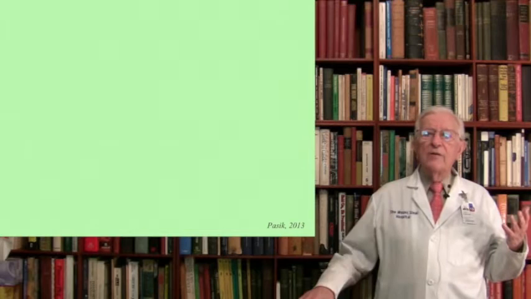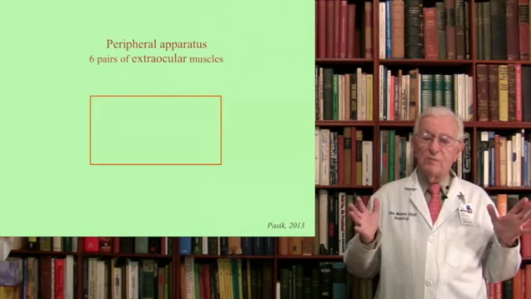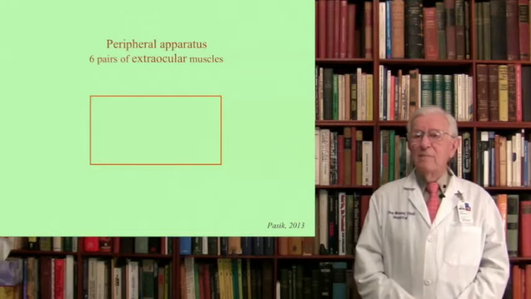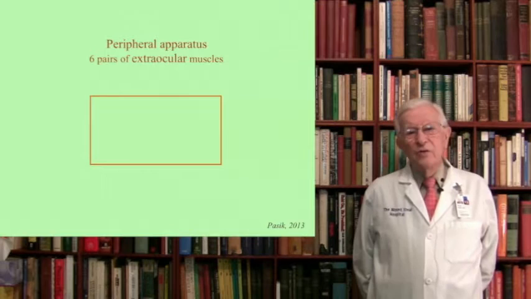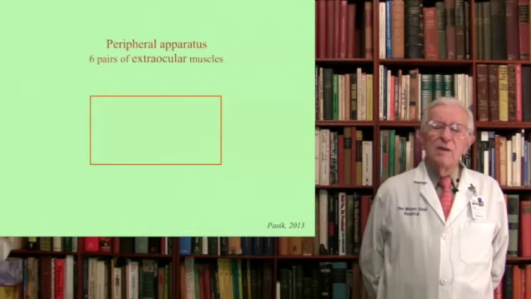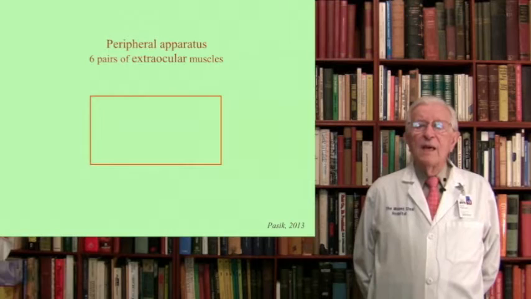Now, the first thing to have clear in mind is that you have a peripheral apparatus. This is a motor system, right? So you have a peripheral apparatus that takes care of the action, which are the eye muscles. And it's not very interesting from a clinical point of view because, as we're going to see later on, it's not very common to have an individual eye muscle that is at deficit. It occurs, but it's not so frequent. At this point, have a clear idea that there are six pairs of extraocular muscles.